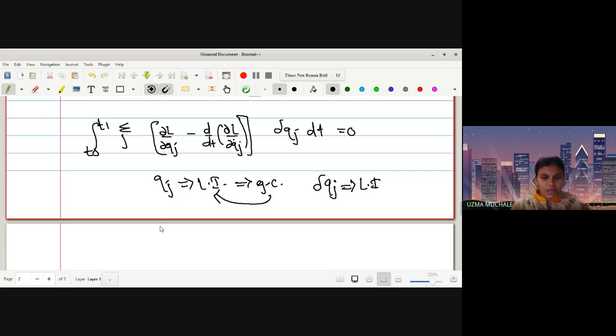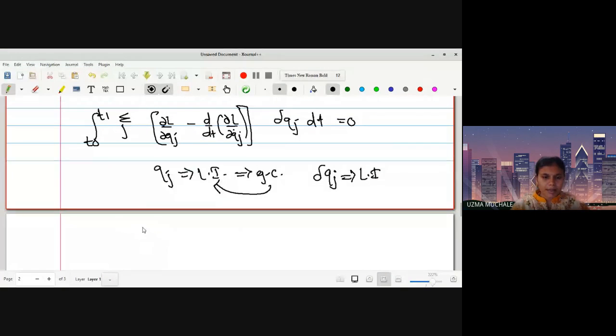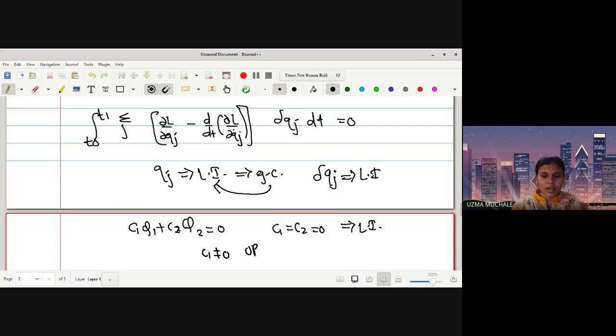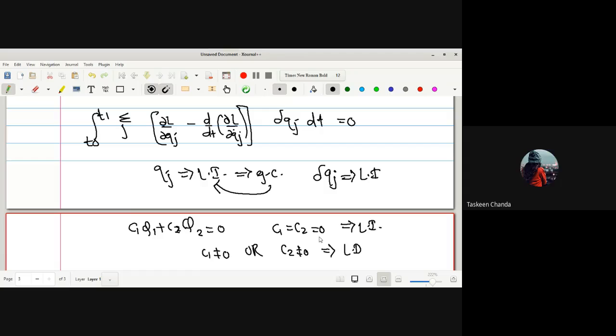Let me give you one example of linearly dependent and independent. Suppose I want to prove Phi1 and Phi2 are linearly independent. What do you do? You assume C1 Phi1 plus C2 Phi2 equal to 0. If C1 is equal to C2 is equal to 0, then we say that they are linearly independent. If at least one of them, either C1 or C2, is non-zero, then we say that Phi1, Phi2 are linearly dependent. Knowing this?